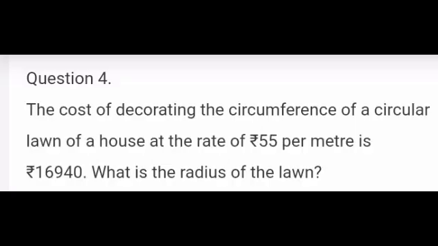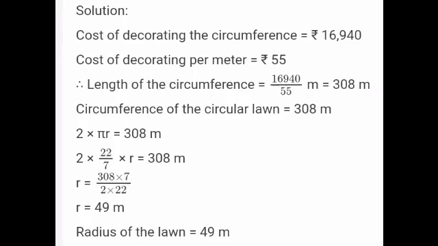Question number 4. The cost of decorating the circumference of a circular lawn of a house at the rate of rupees 55 per meter is rupees 16,940. What is the radius of the lawn? In this question, the total cost of decorating the circular lawn and cost per meter is given. Using that, we have to find the radius of the lawn.